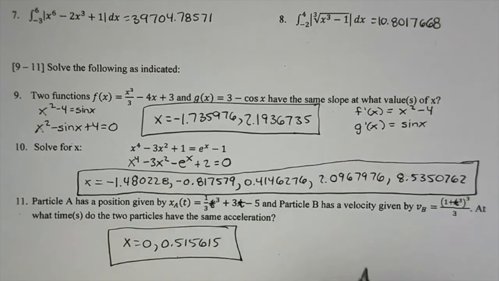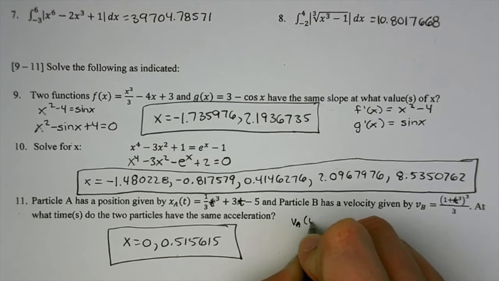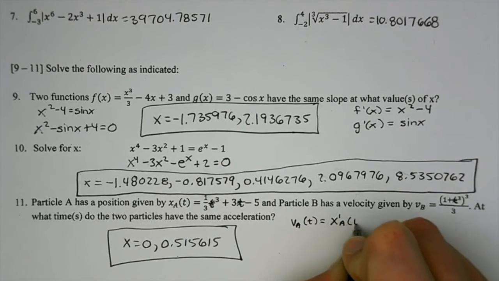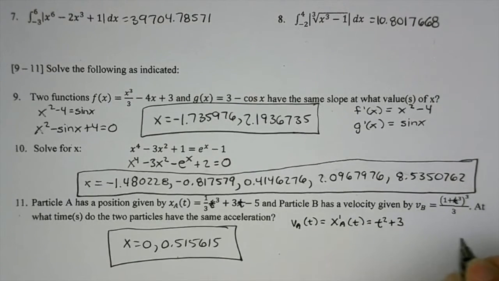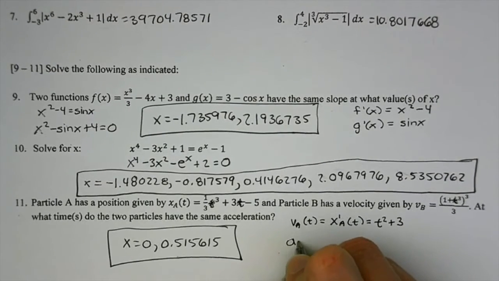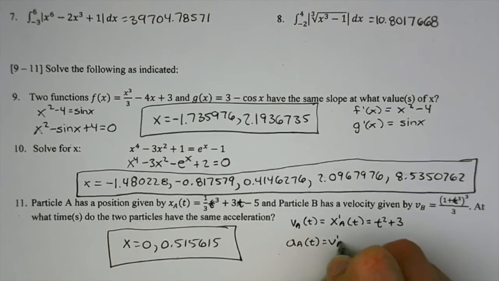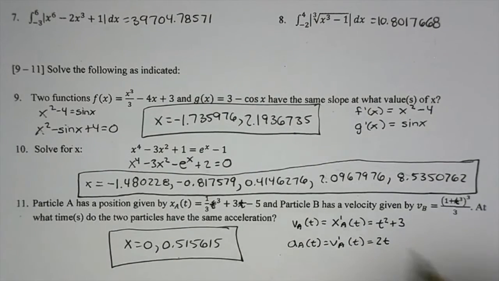So particle A, with its position function given, its velocity function would be the derivative of position, which in this case would be t squared plus 3. Acceleration would be the derivative of velocity, which would be 2t. So that's one of the accelerations.